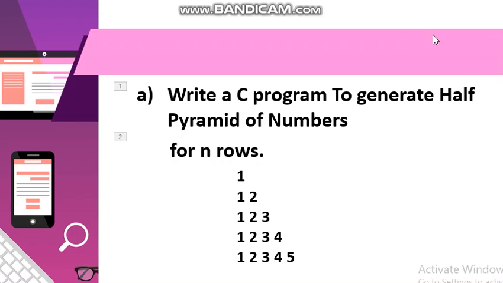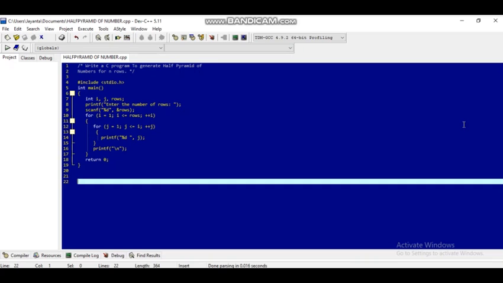Now we will discuss the program: write a C program to generate a half pyramid of numbers for n rows. As you can see in this picture, that is 1, 1 2, 1 2 3. This is a half pyramid of numbers for 5 rows. So to generate a half pyramid of numbers for n rows, this is our program.